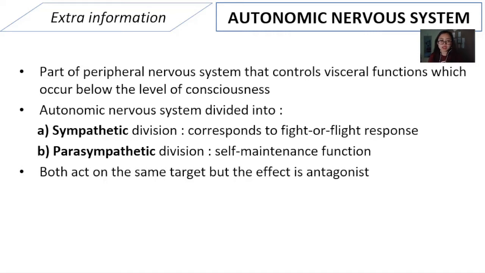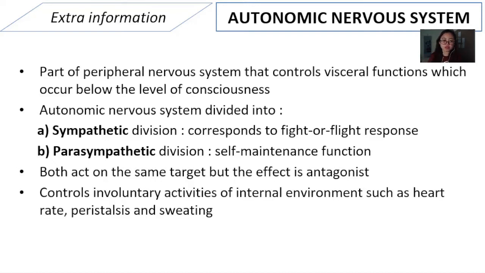Kita pernah belajar dalam subtopik-subtopik sebelum ini pasal simpatetik ini mempercepatkan sesuatu proses atau menggalakkan sesuatu proses, manakala parasympathetic division akan melambatkan sesuatu proses. So if you remember the parts of the nervous system that speeds up or slows down some kind of metabolic processes, it's still talking about the same thing. It's the same sympathetic and parasympathetic nervous system.